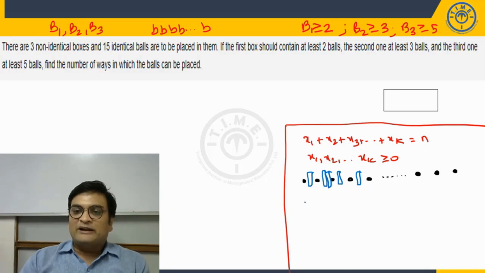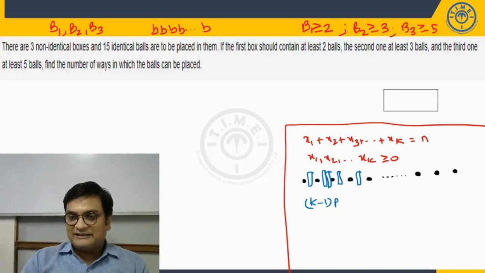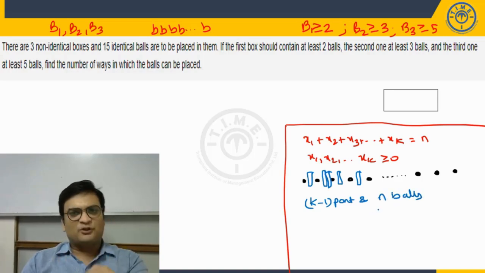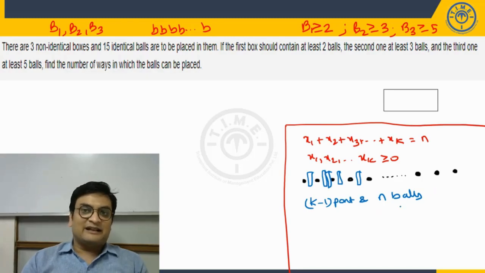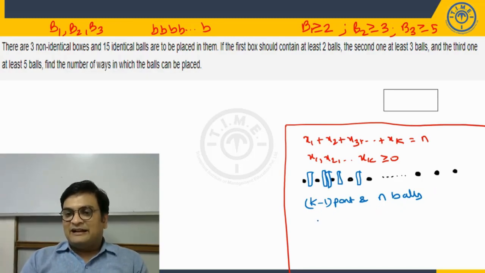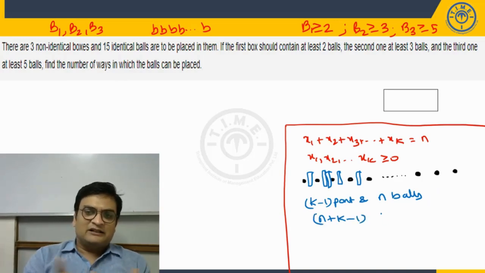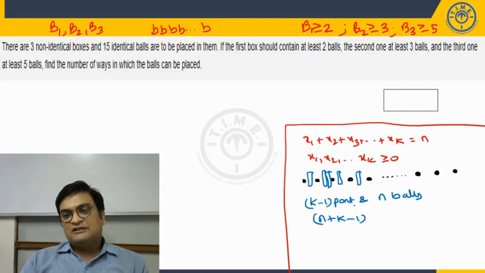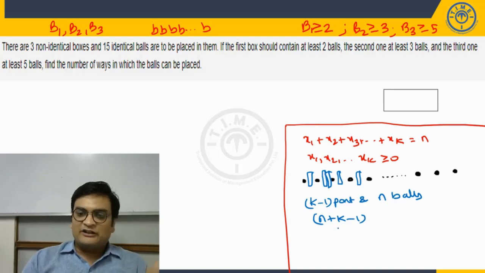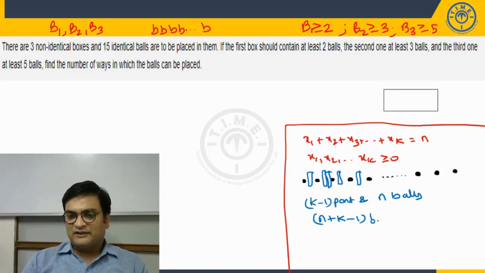So effectively, while arranging, can I say I have k minus 1 identical partitions and there are n identical balls. We can think of them as balls, marbles, rings, anything identical. So overall, I have n plus k minus 1 articles which are to be arranged, out of which n are identical of one type, k minus 1 are identical of some other type. So in how many ways can we arrange them? Basically arrangement of identical elements, we get it as n plus k minus 1 whole factorial by k minus 1 factorial into n factorial, right?